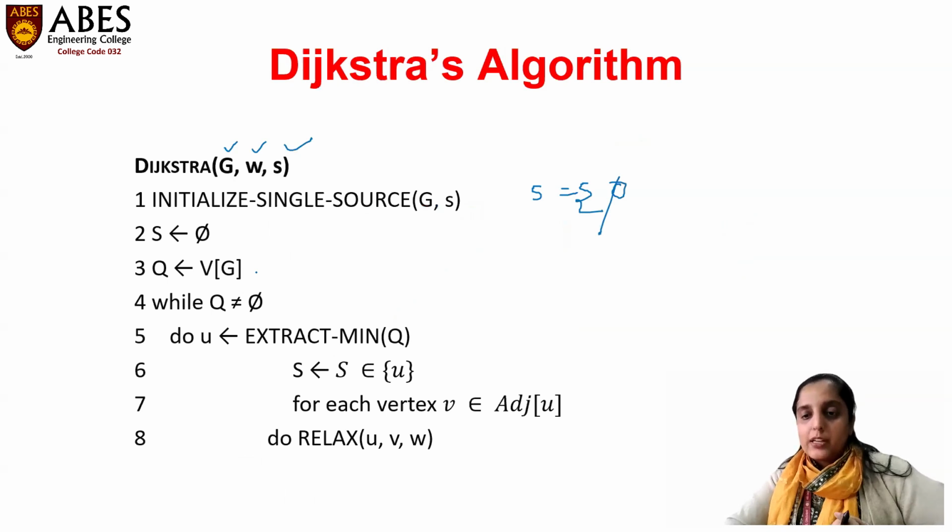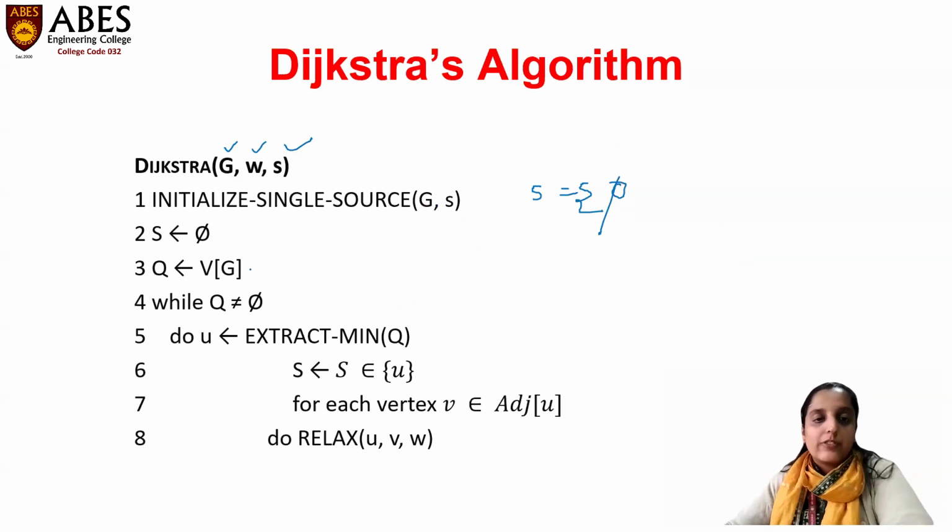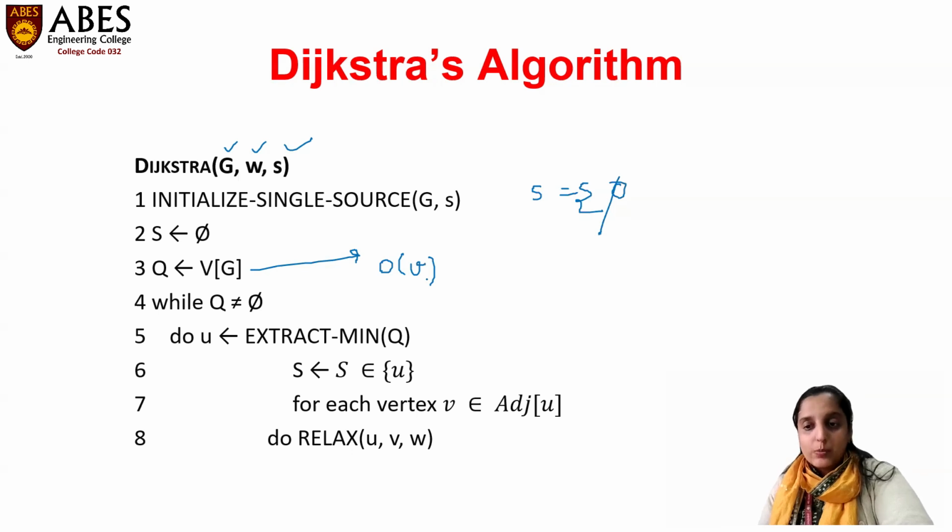Once we create the weighted matrix, our next task is to extract the minimum value. For that, we have created one min heap, and this min heap creation will take O of V time. I have discussed all these steps in detail in the Prim's video. So if you haven't watched that video, go and watch it first. Everything will be clear to you in depth. In this video, we will not take each and every step again and again.